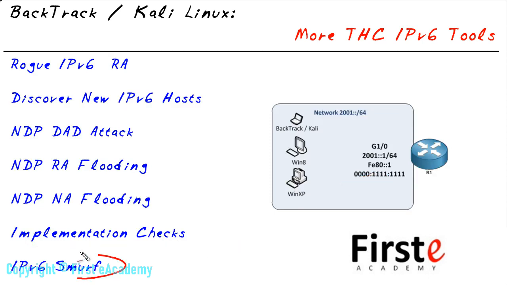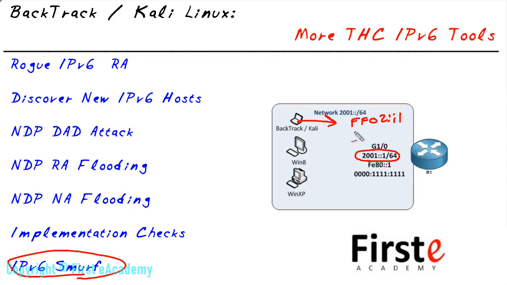Another one that I really enjoy is the IPv6 Smurf. It goes something like this. The router is at 2001::1. This BackTrack/Kali box is at some other address on that same network. We send out a ping packet. We send it to FF02::1, which is the all nodes multicast group. That means basically everybody on this subnet is going to get that message. And we spoof it and we say the source address is 2001::1.